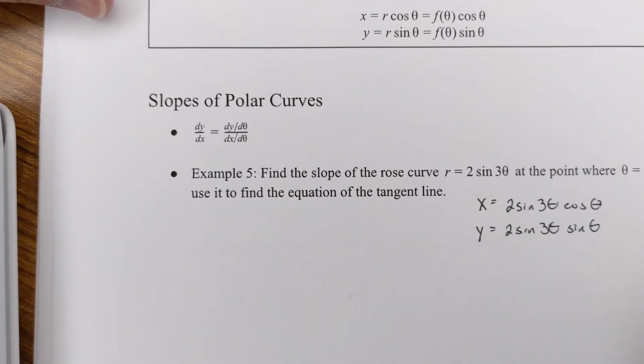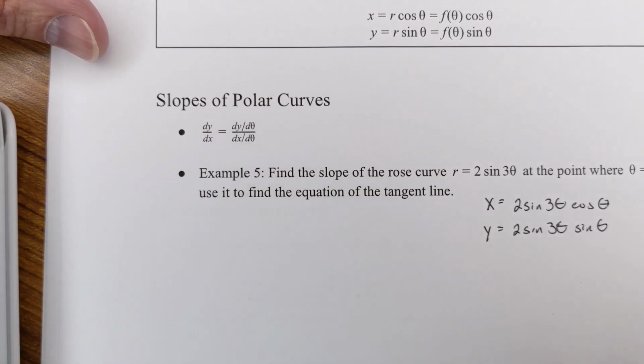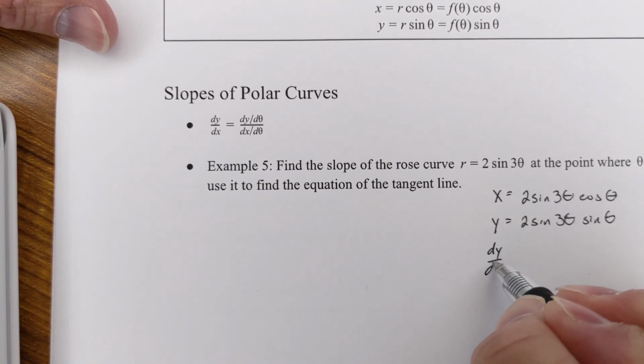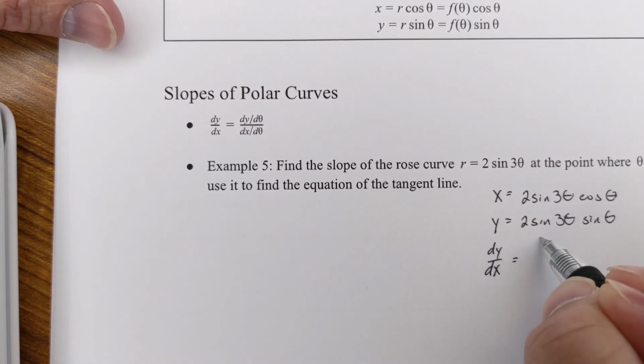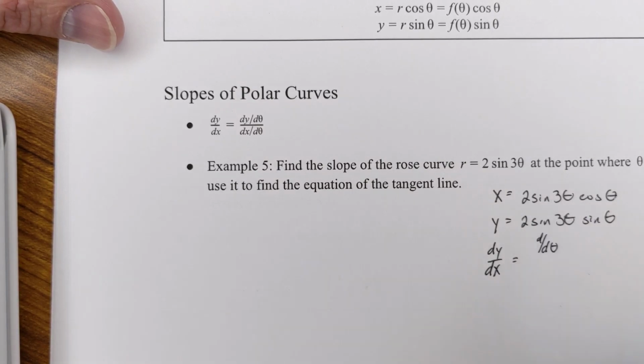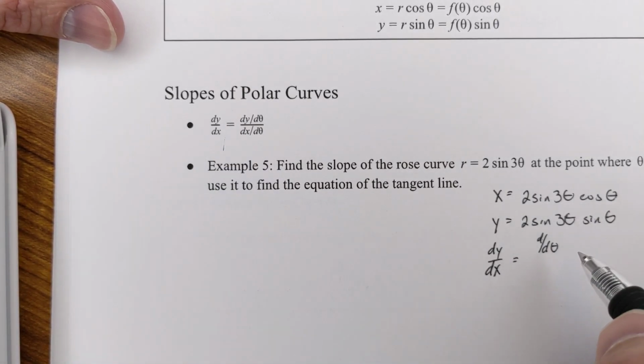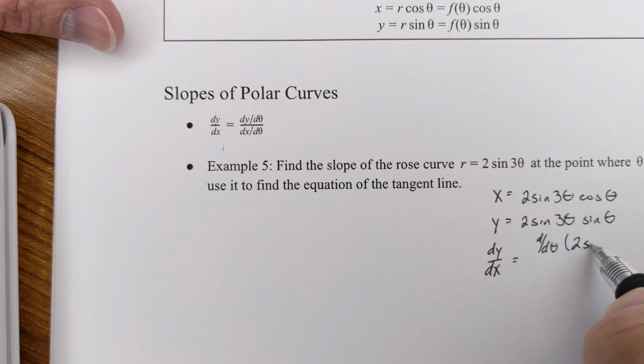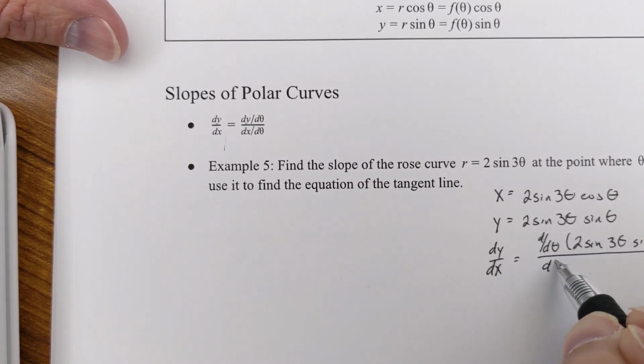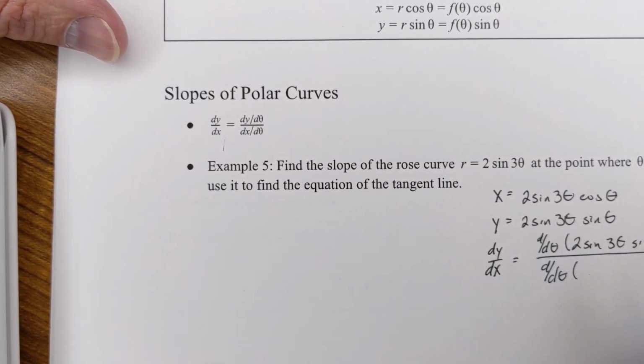So to find the slope, that's dy dx. So dy dx is equal to dy d theta. So the y equation, 2 sine 3 theta sine theta, divided by the derivative of the x equation. Oops.